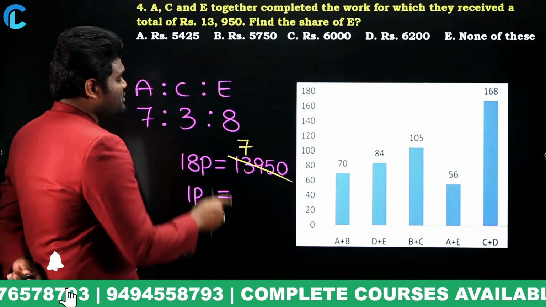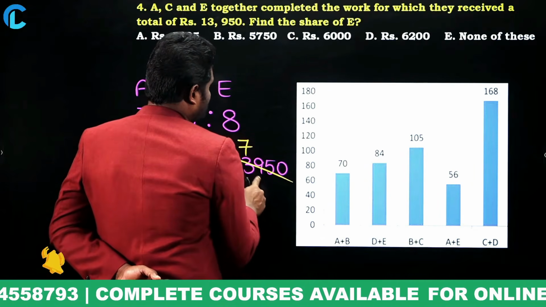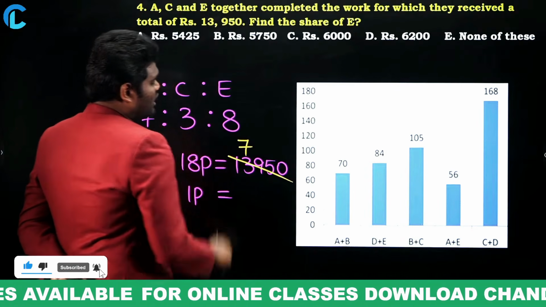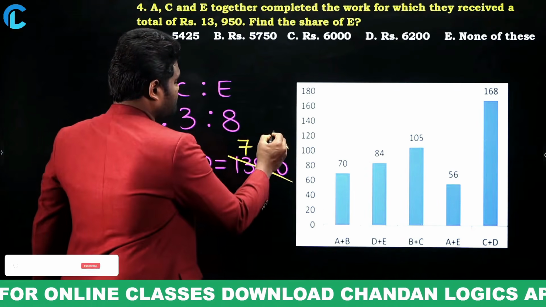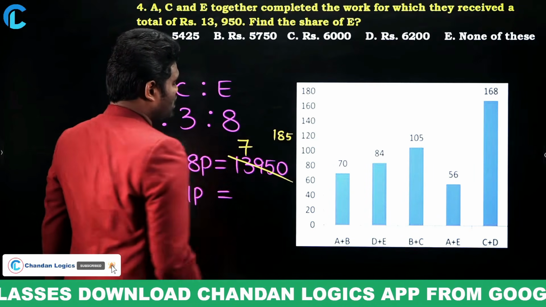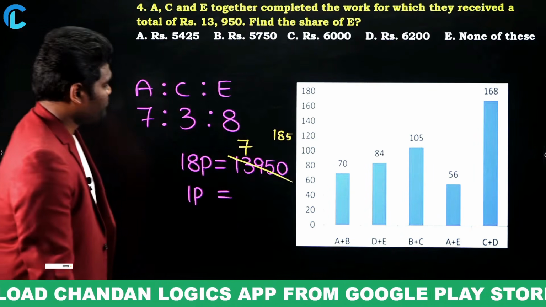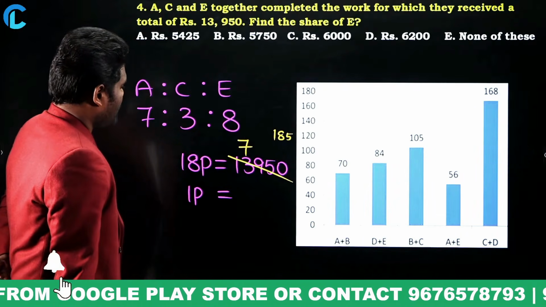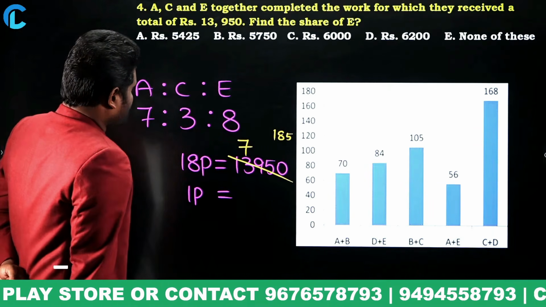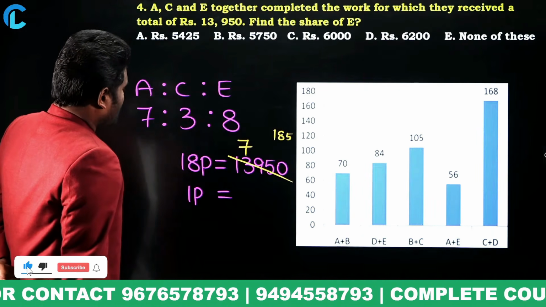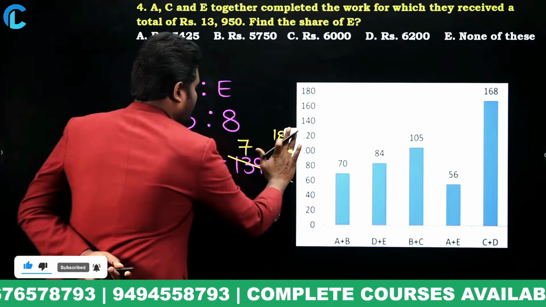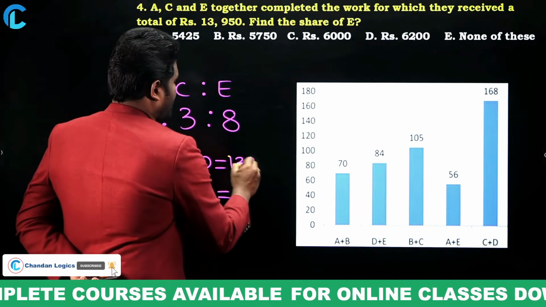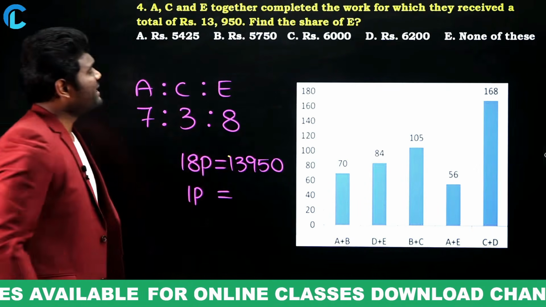126 means we are left with how much? 126 means again we are left with 185. Yes or no? Okay, so if you observe how many times it is going to cancel, or simply what you will do is, 18 parts is 13950. Yes or no? 18 parts is 13950.